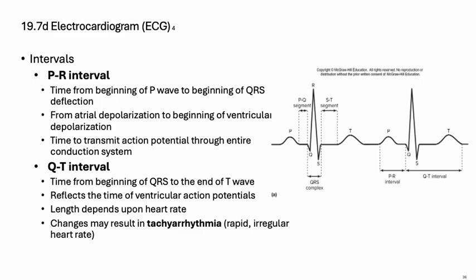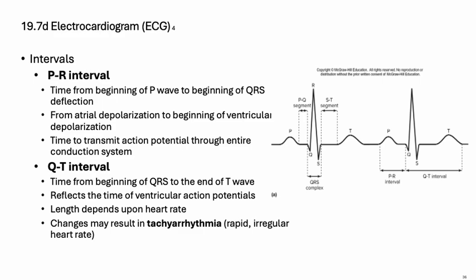So PR, so we know the P wave is atrial contraction, right? Atrial depolarization, right? So the PR interval is this, so again, up to the QRS complex, this is the time that it takes for the atria to begin contracting, and it spreads through the atrium right up until we begin ventricular contraction, right, or ventricular depolarization, right? So from atrial depolarization to the very beginning of ventricular depolarization. So atrial contraction to the start of ventricle contraction, right?